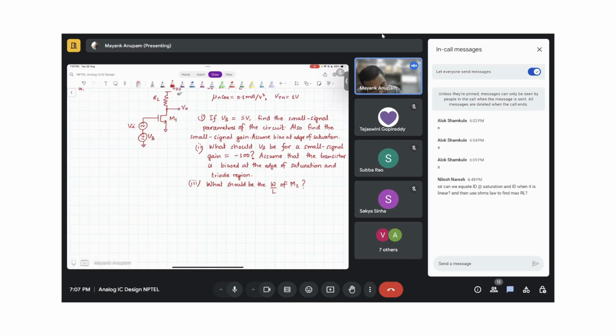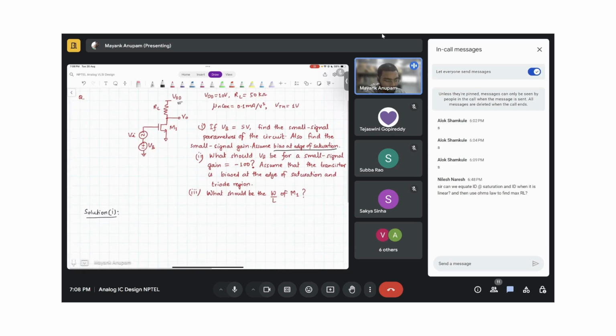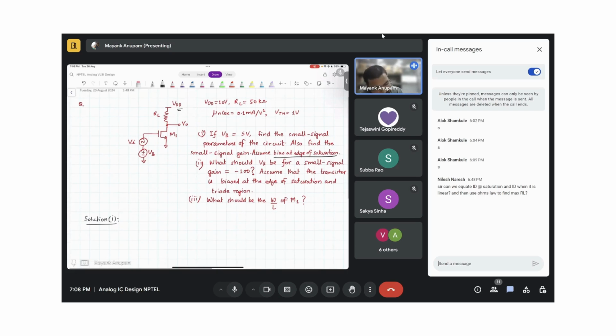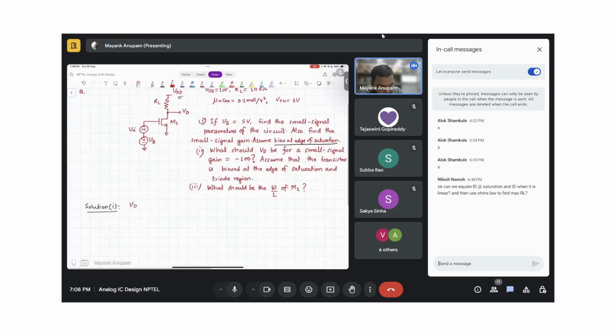Fine. So let's solve question number 1. Solution number 1. The first information that we should use is that it is biased at the edge of saturation. So at the edge of saturation, let's call this VD only. So tell me what is VD? VDS is going to be how much at the edge of saturation?